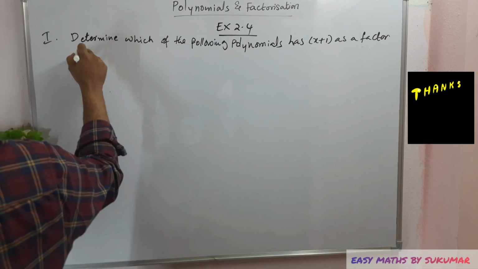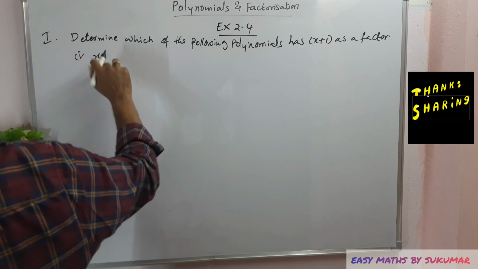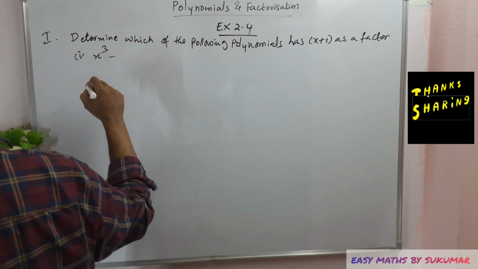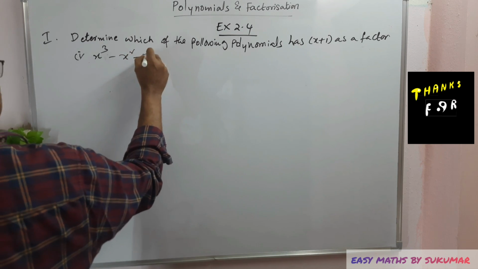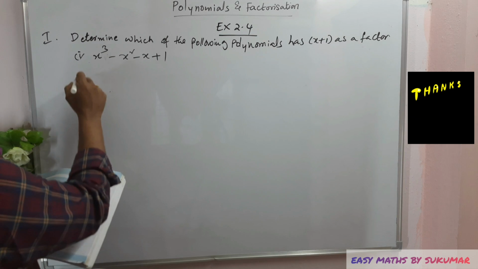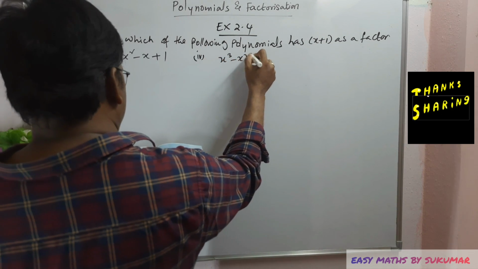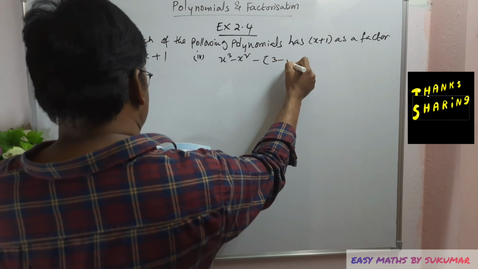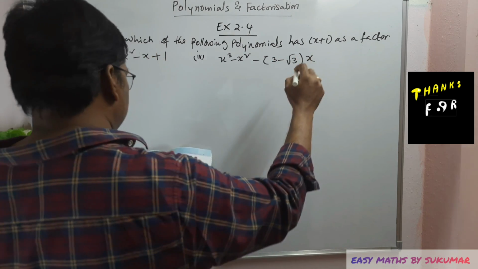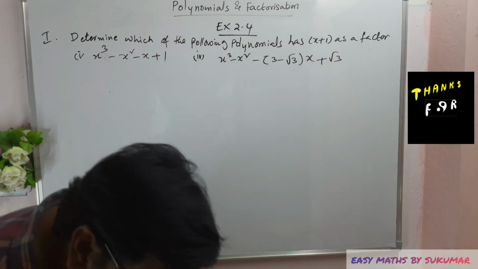The number 1: x cube minus x square minus x plus 1. And I will write one more, the fourth question also: x cube minus x square minus 3 minus root 3 x plus root 3. I have taken the first and the last one, right?